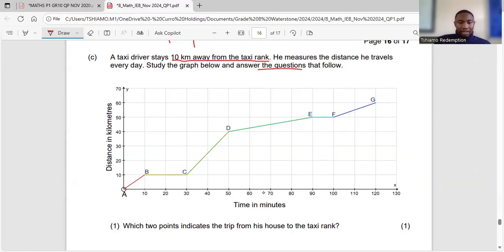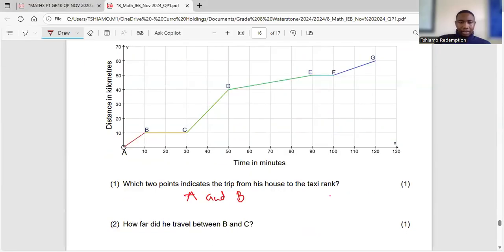Which point indicates the trip from his house to the taxi rank? Okay, a taxi driver drives 10 kilometers away from the taxi rank. So his house to the taxi rank will be, let me show you here, this part here. It's showing from his house to the taxi rank, it's 10 kilometers away.